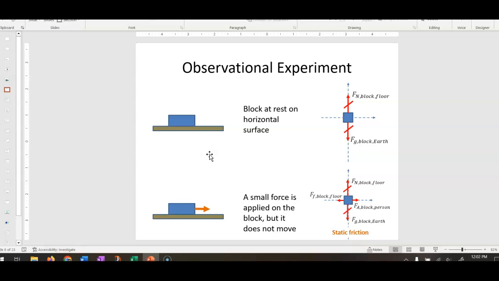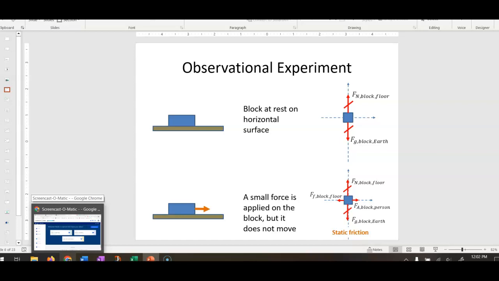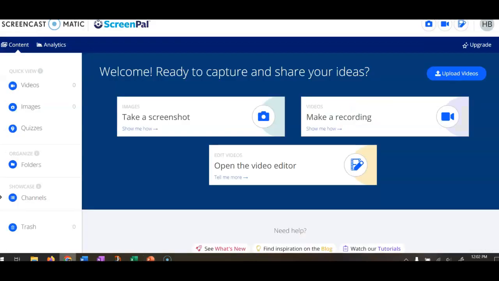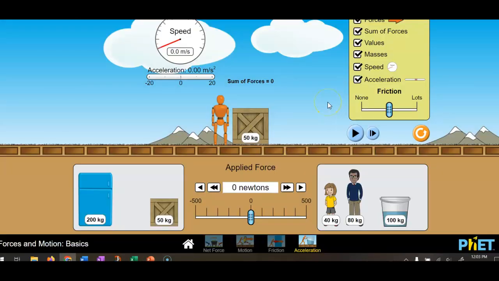So we're going to talk through an observational experiment, and I want you to think back to the lab that we did for how net force affects acceleration. I'm going to go to a PhET simulation that we used for that lab. Remember this simulation where we've got this orange man and he's going to push this crate. First I'm going to ask him to push the crate with 50 newtons. Okay, so he's applying 50 newtons. I'm going to run the simulation.